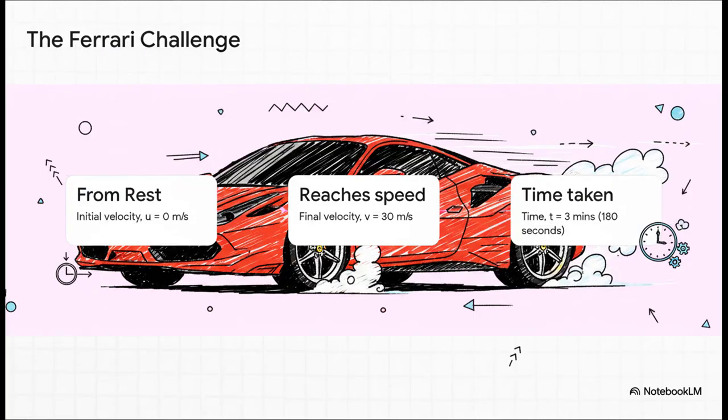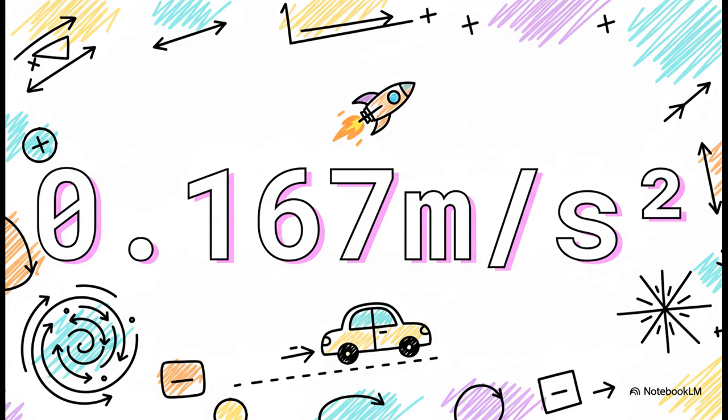All right, let's try out the Ferrari challenge. Let's break down what we know. 1. The car starts from a dead stop, so its initial velocity is 0. 2. It gets up to a final velocity of 30 meters per second. And 3. It takes 180 seconds to do it. We have all the pieces we need to figure out its acceleration. Do the math, and the answer is about 0.167 meters per second squared.